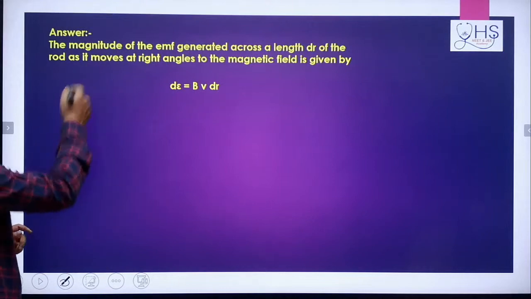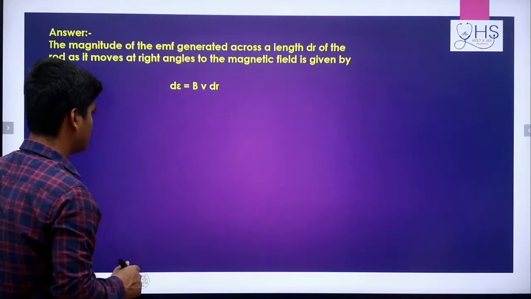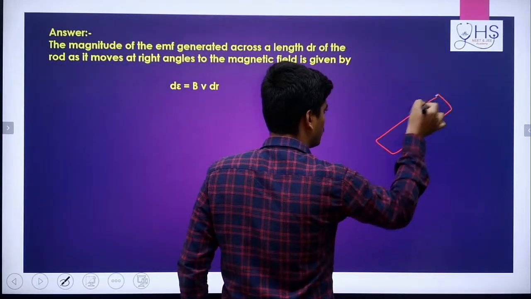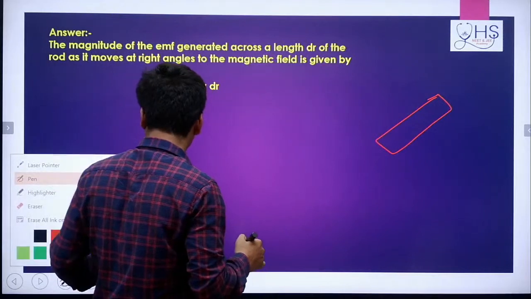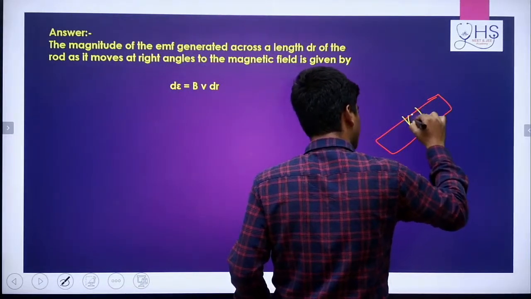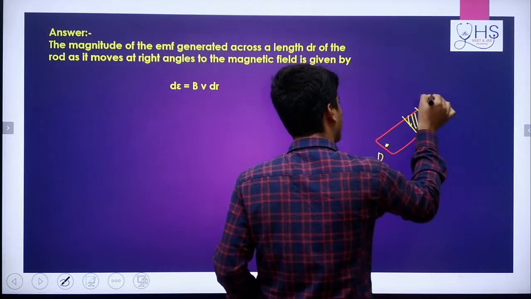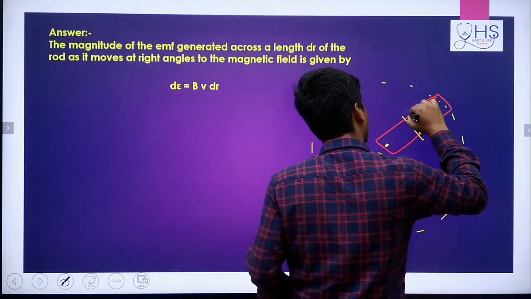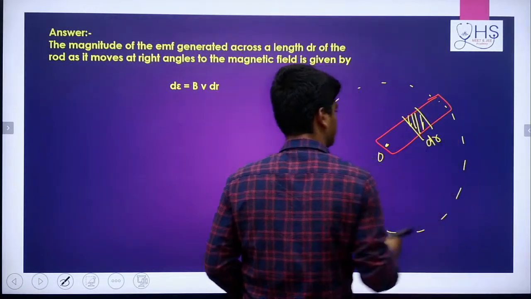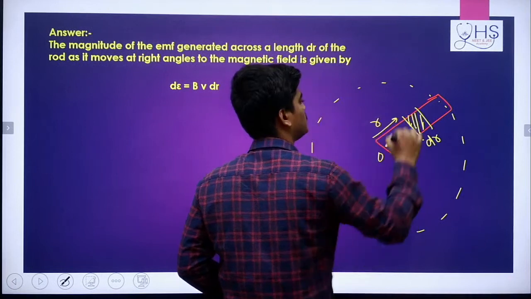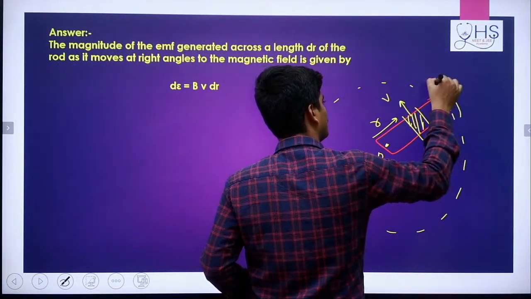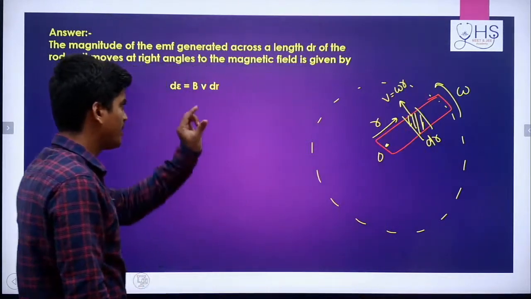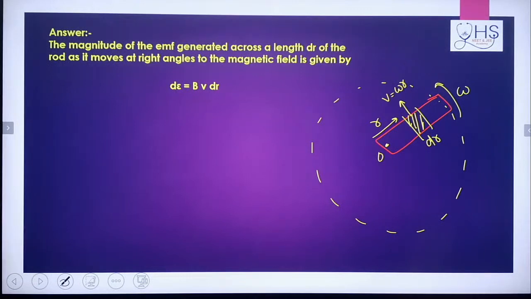Now next, see. What is the answer? You can write this in a little language. You consider this is a conductor, and consider a small element in the conductor. This is the center O, and it is moving in a circle. Now consider a small length dr at distance small r from the center. This dr is moving with V, the angular velocity is omega, and V equals omega into small r.